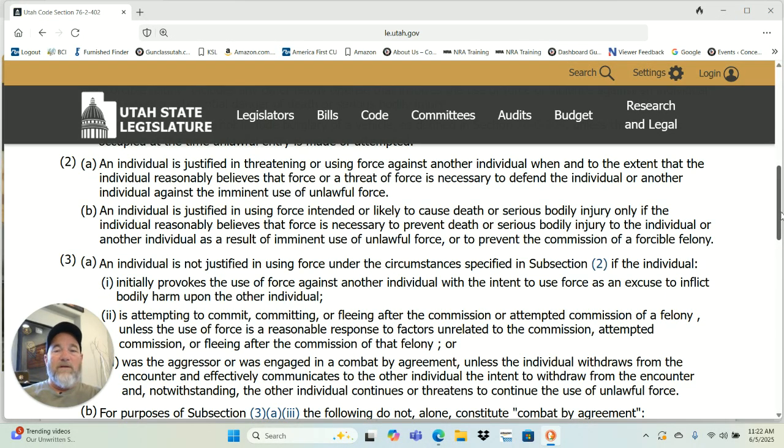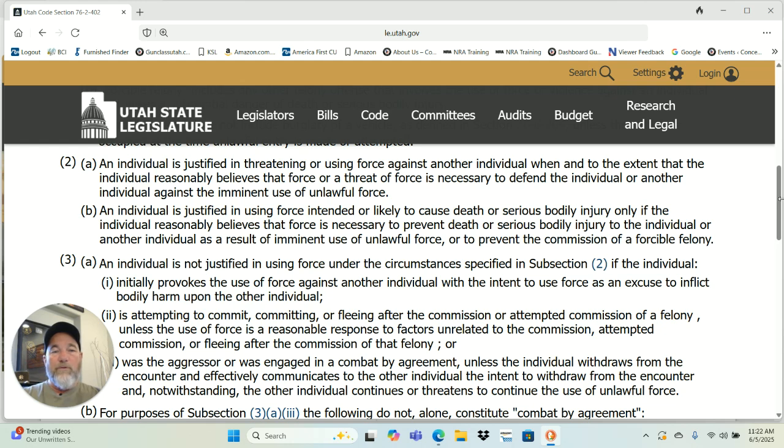2A and 2B, this is your justification to use force in self-defense. An individual is justified in threatening or using force against another individual when and to the extent that the individual reasonably believes that force or a threat of force is necessary to defend the individual or another individual against the imminent use of unlawful force.